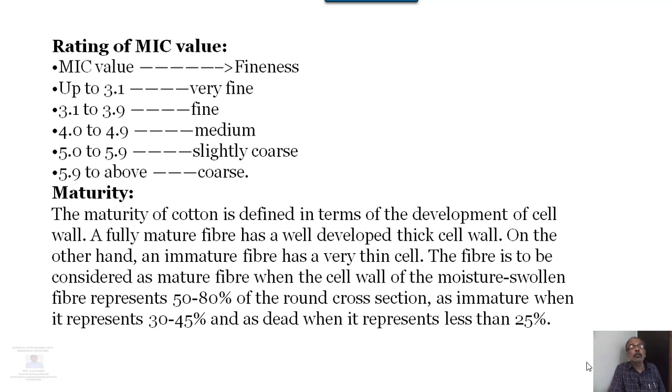Now certain values are there. Micronaire values up to 3.1 is called very fine fiber. 3.1 to 3.9 it is fine, 4 to 4.9 it is medium, 5 to 5.9 it is slightly coarser, and 5.9 and above it is coarse fiber, thicker fiber.